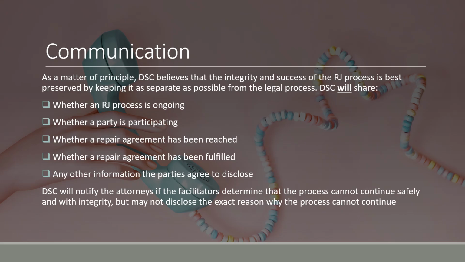The things that I can share with you are whether the process is ongoing, whether a party is participating, whether a repair agreement has been reached, and whether it has been fulfilled, and any other information that the parties agree to disclose. There are some circumstances where once we get into a process, the facilitators realize that it cannot continue safely for all participants, and we will inform the attorneys of that outcome, but we may not tell you exactly why the process didn't work in order to protect the confidentiality of the parties and the integrity of the process.